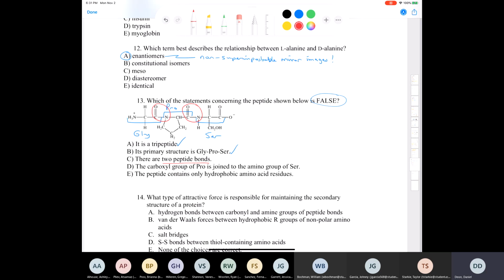D, the carboxyl group of the proline is joined to the amino group of the serine. Here's the carboxyl group of the proline, and it is joined to the amino group of the serine. That's correct. The last one says E, the peptide contains only hydrophobic amino acid residues. On serine, you have a hydroxyl. This is hydrophilic, or water-loving. So that is not true. That is in fact false. So the answer to 13 is E.